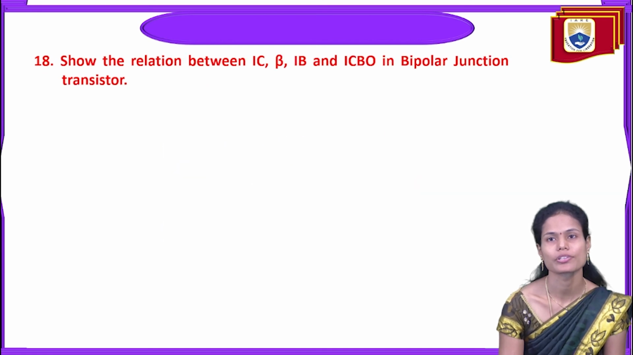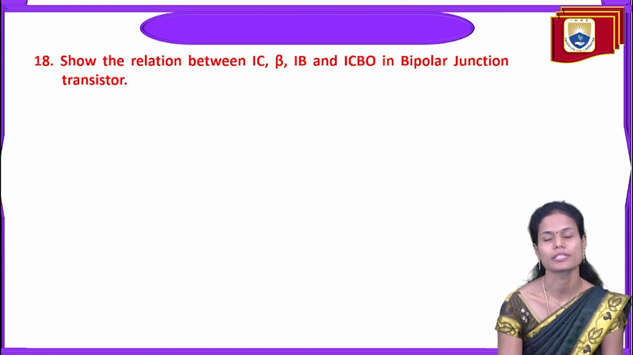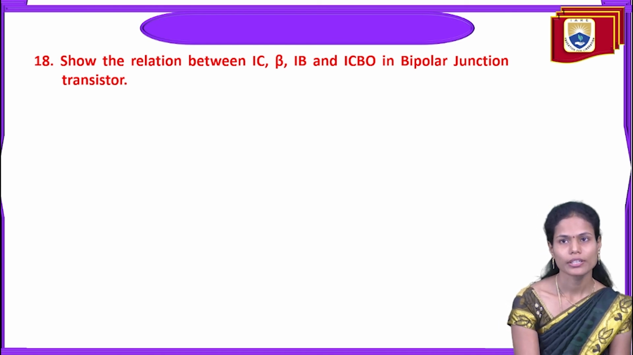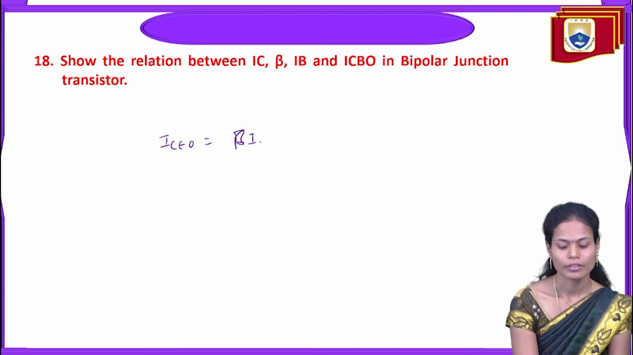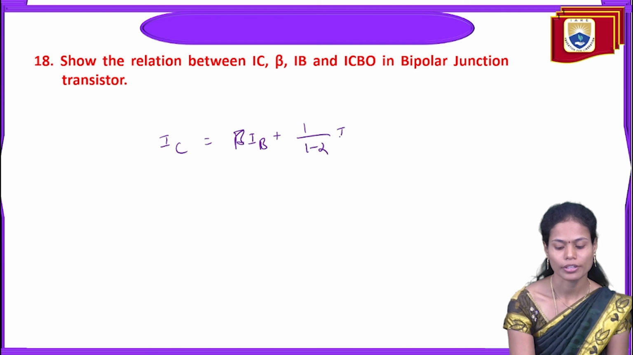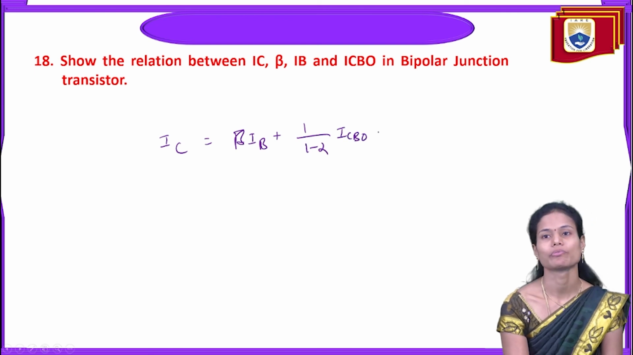And next, show the relation between IC, beta, IB and ICBO in bipolar junction transistor. So we can write ICEO equal to beta. So the collector current in common emitter configuration is equal to beta IB plus 1 by 1 minus alpha into ICBO. Okay, so this is the relation between all these values.